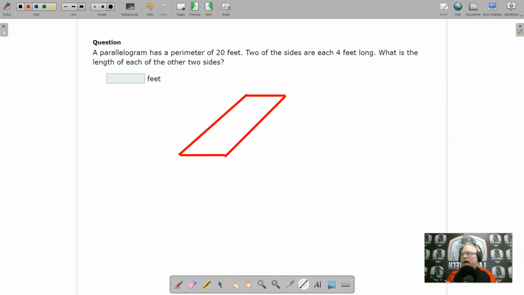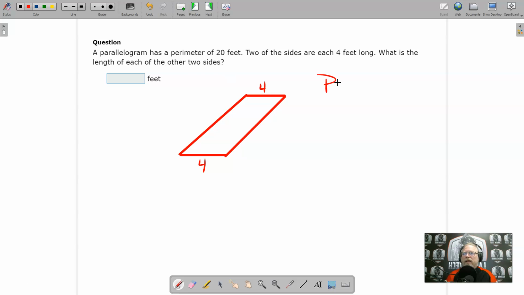Something like that. But what we know about a parallelogram, remember, think back to the earlier question, we know that the opposite sides are equal length to one another. So two of the sides are 4 feet. Now I'm going to guess that if it's 20 feet, the 4-foot ones are probably the shorter sides. So if two of the sides are 4 feet, and those are the opposite sides, what is the length of each of the other sides?